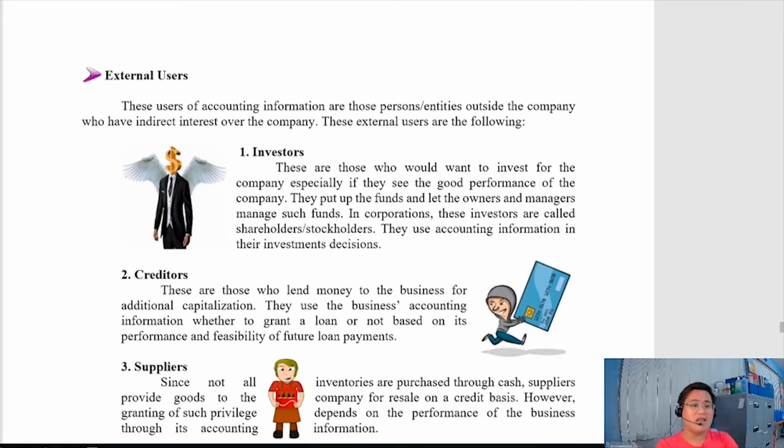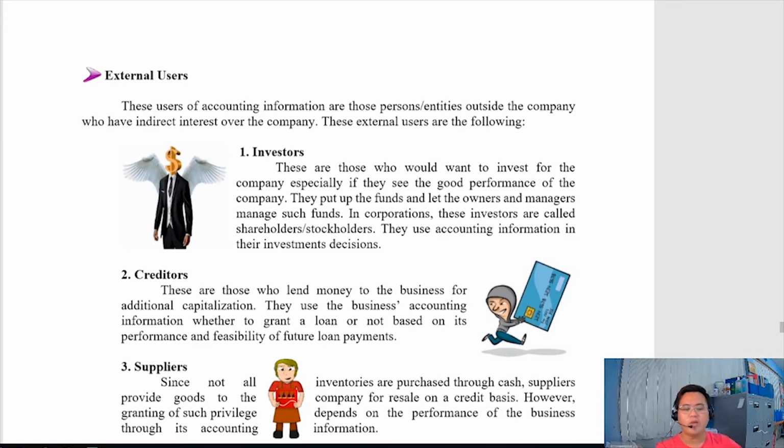But they might need your financial information. Number one, investors. They do not involve themselves with the operations of the business, but they have an interest over the business. So these are the people who would want to invest for the company, especially if they see the good performance of the company. So the owner wanted to have investors, and he's actually looking for investors in the company to finance the operations. So he would like to ask investors to invest by showing the financial statements of the company.